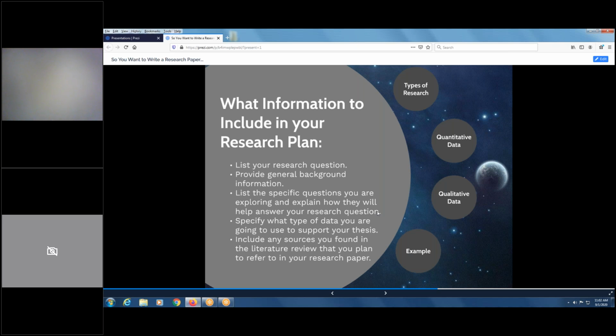Next, you want to specify exactly what type of data you're going to use to support your thesis. And I am going to talk to you about the two specific types of data today. And then lastly, you want to cite any sources you found in your literature review that you plan to refer to in your research paper. So that's a good general outline for a research plan.